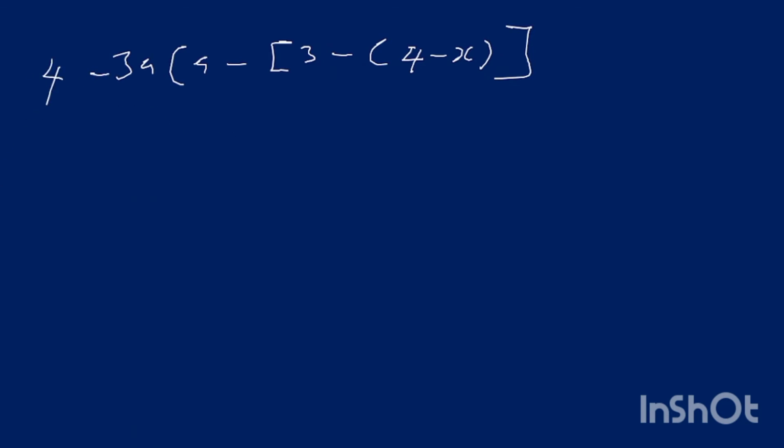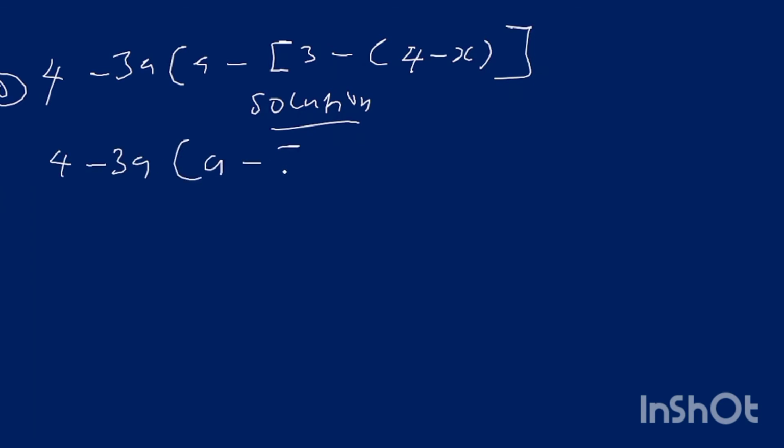So let's look at another example. Okay, let's look at 4 minus 3a into a minus 3 minus 4 minus x. This is example 2. So solution. We first of all deal with the innermost bracket. So everything remains the same: 4 minus 3a into a minus 3 minus, now minus times 4, we open that innermost bracket, minus 4. Minus times minus x will give me plus x.